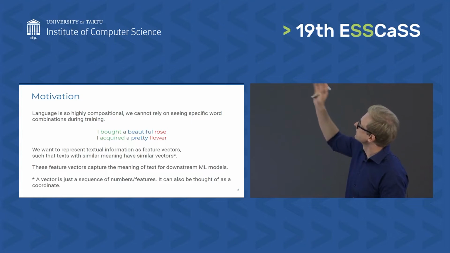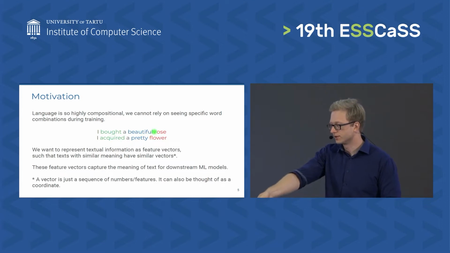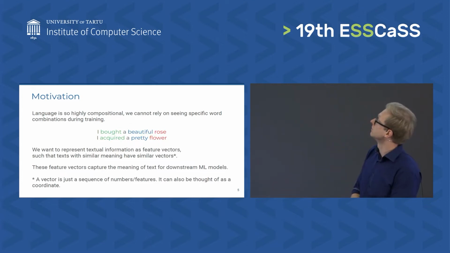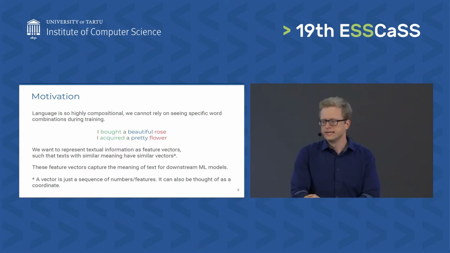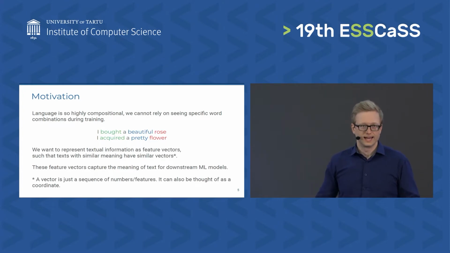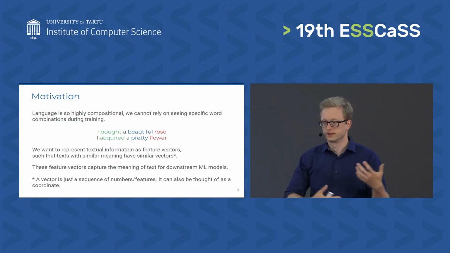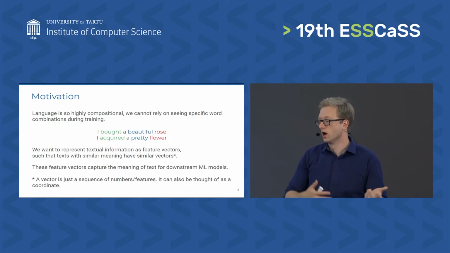Language is really complex, and this can be illustrated by these two sentences here. I bought a beautiful rose and I acquired a pretty flower. Imagine that our machine learning system sees the first one in our training data, but then comes across the second one during testing. We would want the model to behave the same way because these are essentially the same sentence with the same meaning. But if the model is just looking at the surface forms of the text, if it hasn't seen the words acquired or pretty before, then it won't know how to handle this sentence.